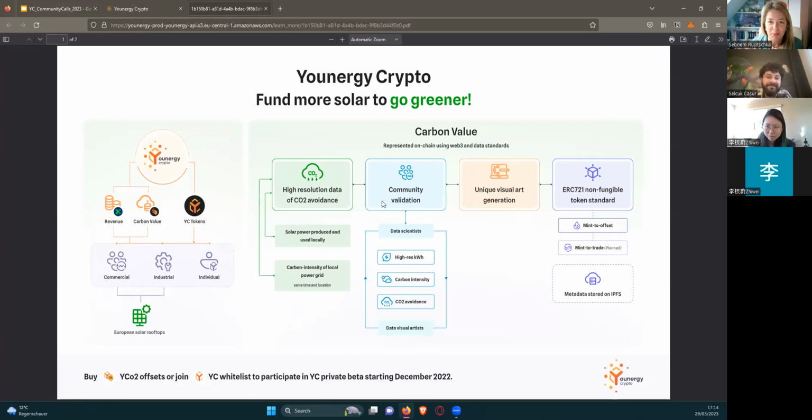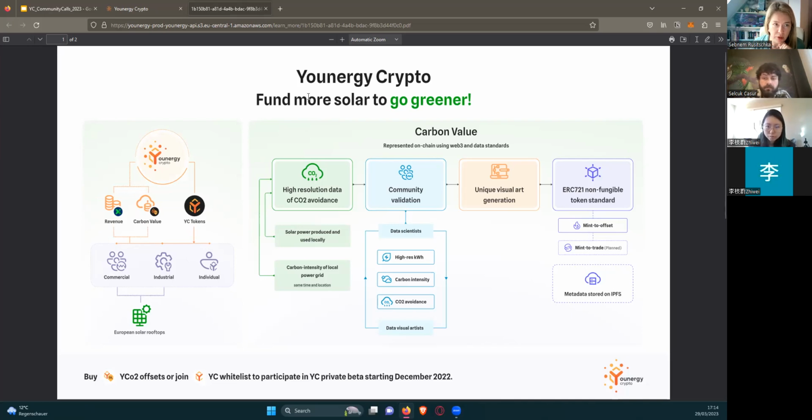And Xiwei was both, as mentioned, data scientist working on the data modeling part. We will have a separate session for that as well. We had collaborations with artists to also make a unique visual from that CO2 avoidance data and have a proof of concept implementation. So that's what's in the YCO2 tokens.